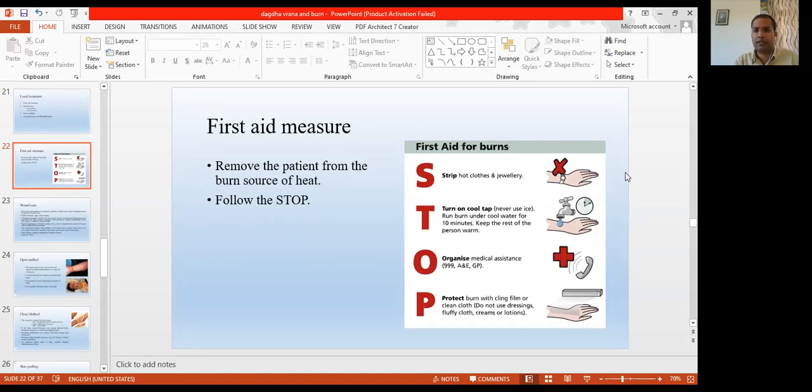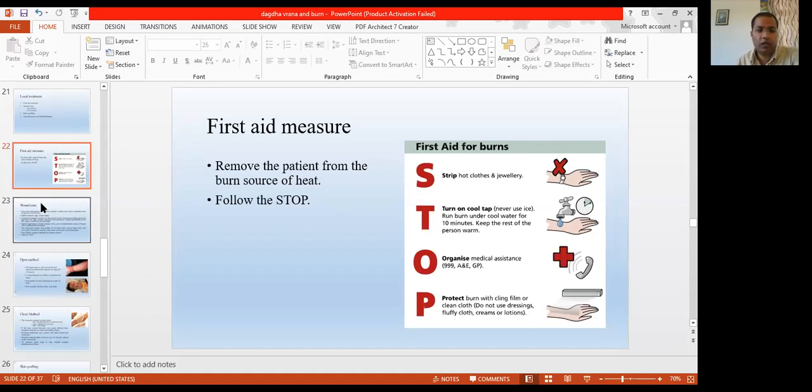Third, organize your system, means you inform the nearby hospital and ambulance and organize the medical setup so you can safely take your patient to the hospital which has the proper burn facilities. Third, protect from further damage. For this you have to cover the patient so that further injury can be prevented. So always remember the STOP.